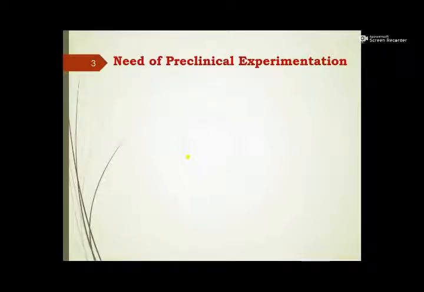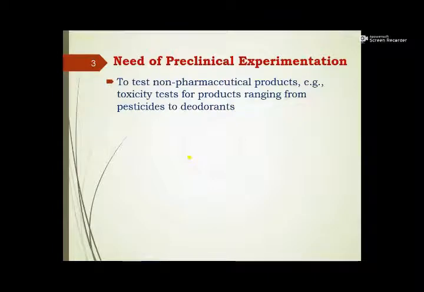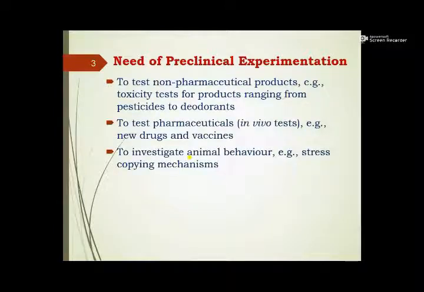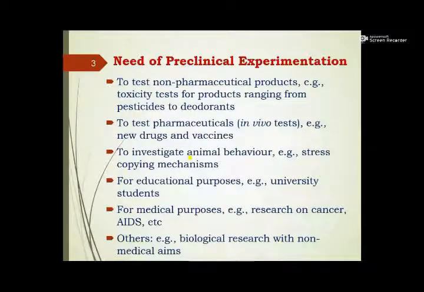The study of a drug using experimental animals is nothing but preclinical study, which is generally carried out before clinical trial or clinical study of any new drug. Preclinical experiments are carried out to find out the toxicity of any product, ranging from pesticide to deodorant. Then preclinical studies are carried out to test a pharmaceutical like a new drug or a new vaccine, either in vivo or in vitro. Then to investigate animal behavior like stress behavior or depressive behavior. Then preclinical experiments are used for educational purposes, say in a postgraduate or graduate curriculum.